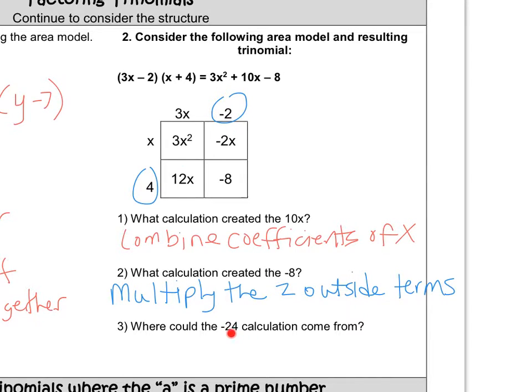So pause your video and see if you can figure out where that negative 24 could have come from. Where could that calculation have come from? Once you think you have the answer, compare it back to the area model on number 1 and see if that structure holds true. Once you have the answer, start the video back up and we'll discuss it.